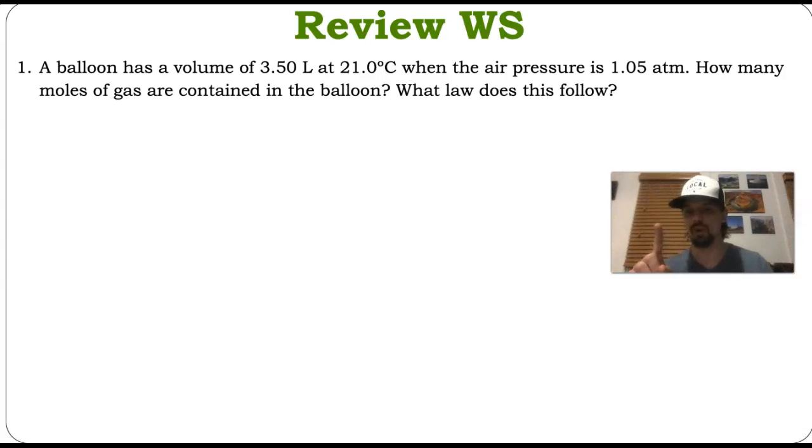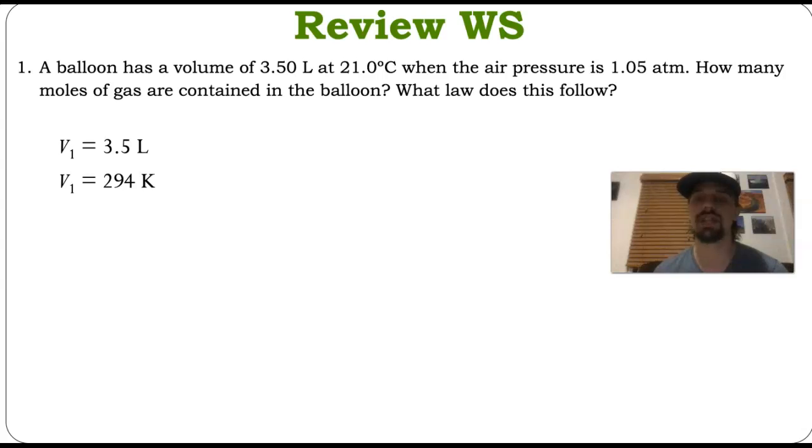Let's do review number 1, and I think we're going to do number 5 next. So number 1: a balloon has a volume of 3.5 liters at 21 degrees Celsius when the air pressure is 1.05 atm. How many moles of gas are contained in the balloon? What law does this follow? So again, I like to list my variables. 3.5 liters, that's a volume. 21 degrees Celsius, that's a temperature, but again, I convert it to Kelvin. 1.05 atm, that's a pressure, and I'm looking for moles.